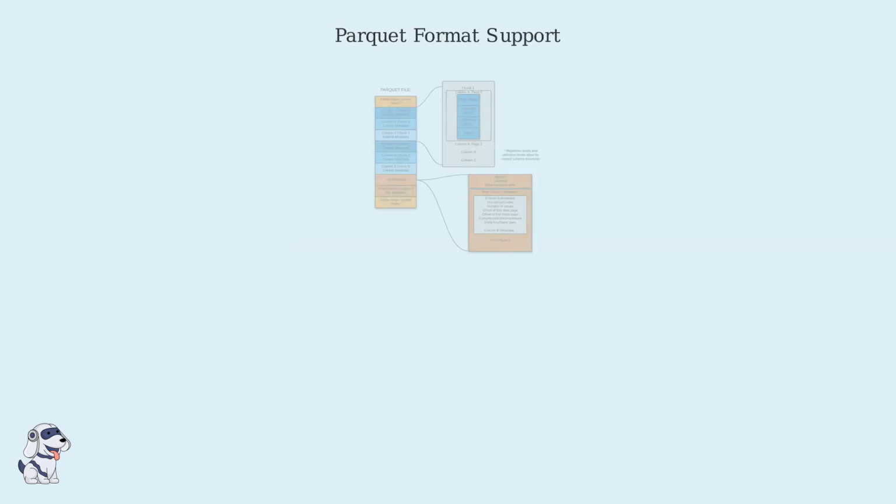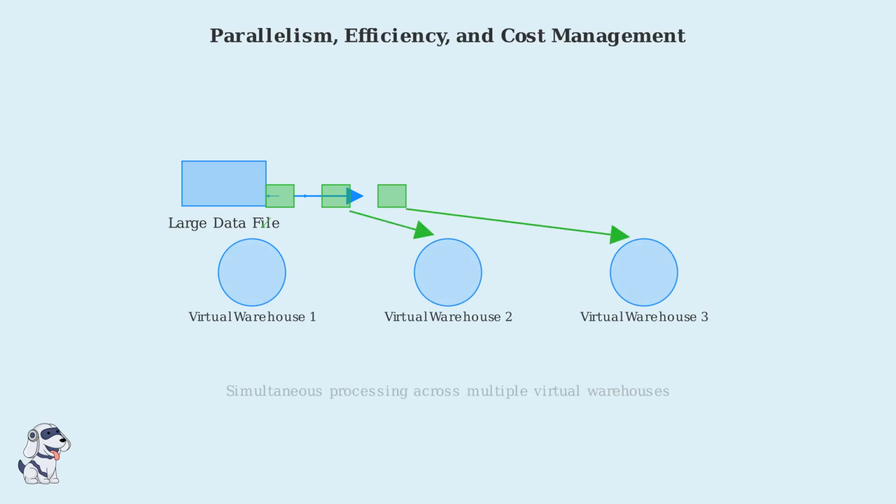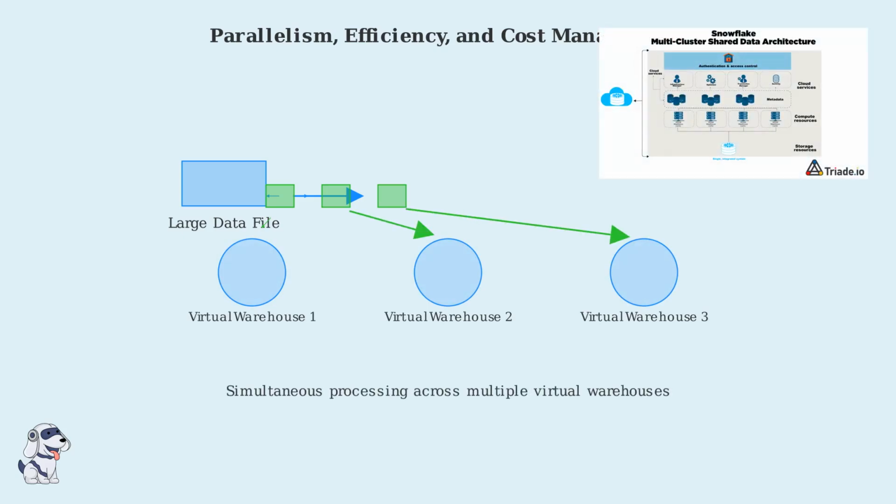For Parquet files, copy into handles columnar compression, which stores data efficiently by column rather than row. It also processes the file's metadata, including schema information, to ensure proper loading without manual schema definition. Snowflake leverages parallelism by partitioning large data files into smaller chunks that can be processed simultaneously across multiple virtual warehouses. This multi-cluster architecture ensures efficient bulk loading by distributing the workload.